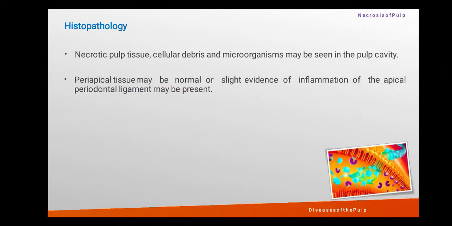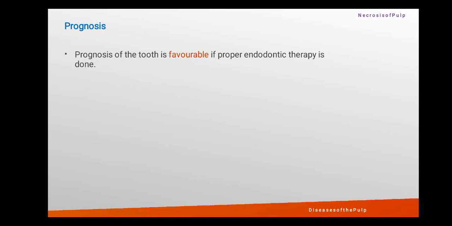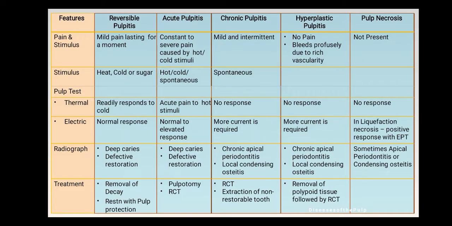Histopathology: here you can see there is cellular debris and microorganisms may be seen in the pulp cavity. Peripheral tissue may be normal, with slight evidence of inflammation. Treatment is root canal treatment. Prognosis is favorable if endodontic treatment is done. This is a chart showing the comparison or differential diagnosis of all the diseases of the pulp. Here you can go through this chart, as I have already discussed all the features.